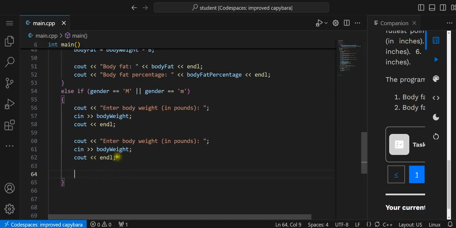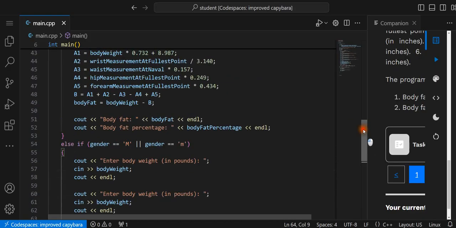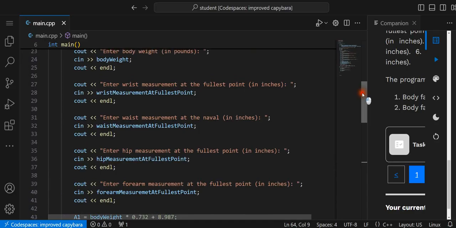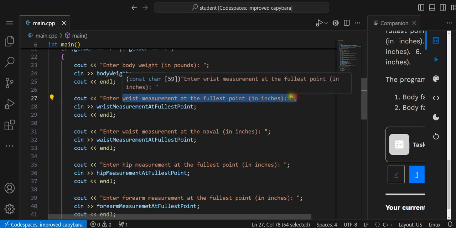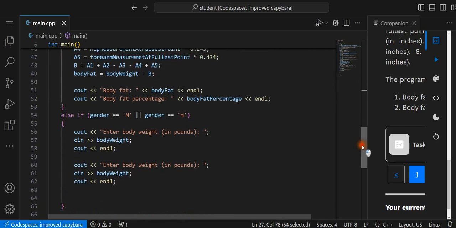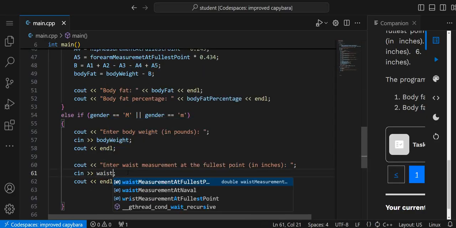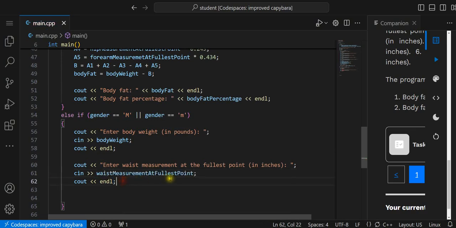All right, copy and paste that. Let's go enter waist measurement at fullest point in inches, and here we go, waist measurement at fullest point. And that stays inline.